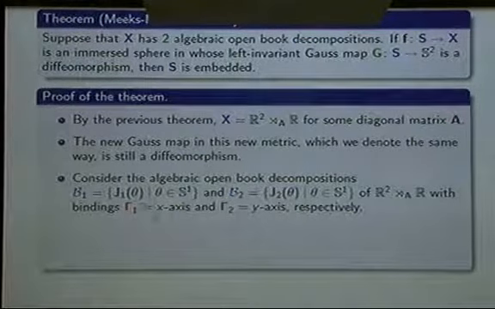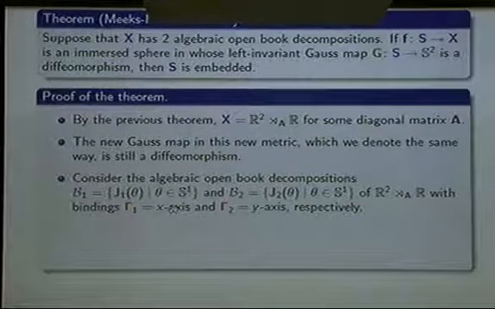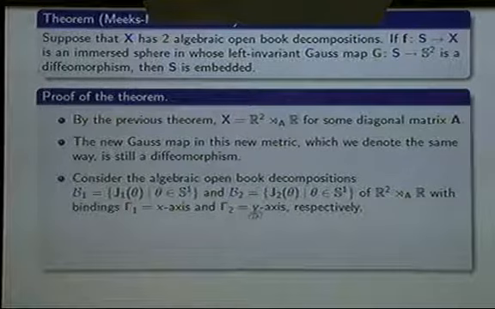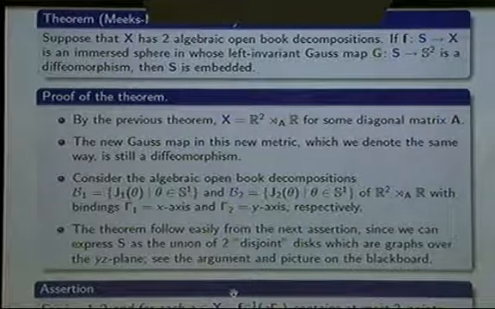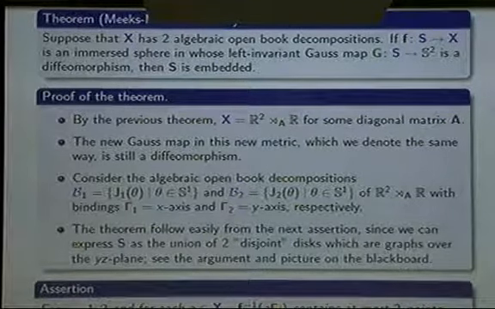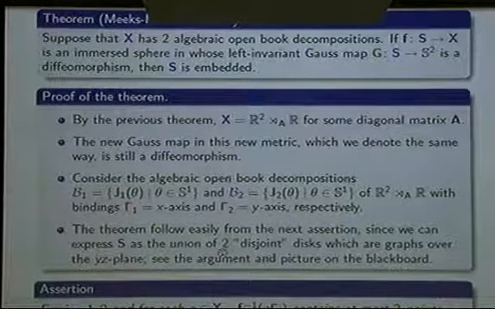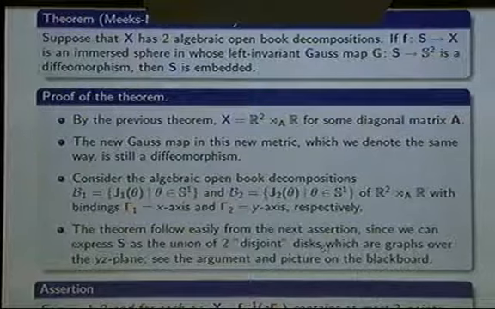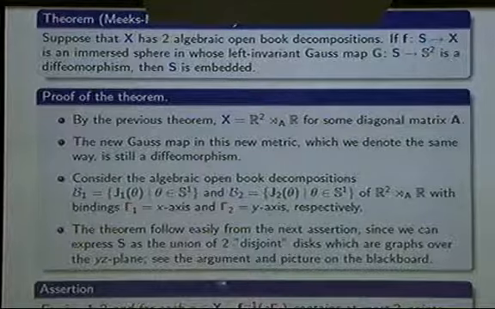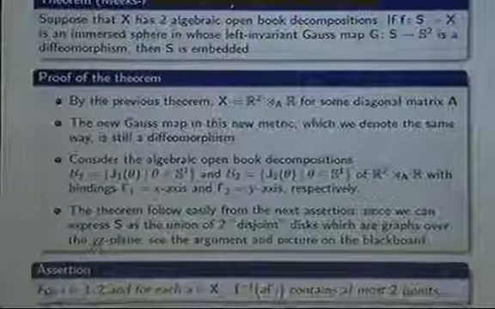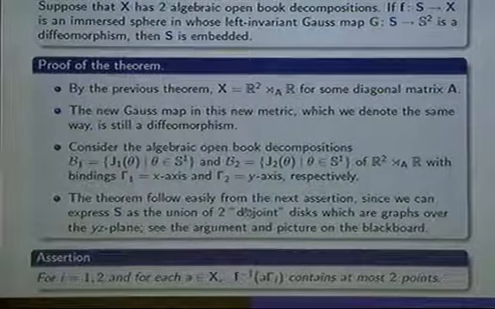Recall we have these two open book decompositions. With respect to the first one, we had the x-axis as the binding, and with respect to the second one, we had the y-axis as the binding. Let me read this first. The theorem easily follows from the next assertion, since we can express S as a union of two disjoint disks, which are graphs over the xz plane and so forth. It should have been the xz and the yz planes. Right, it's a union of two disjoint disks.